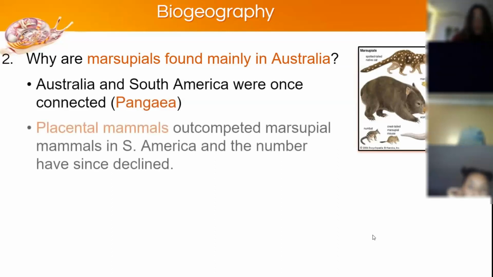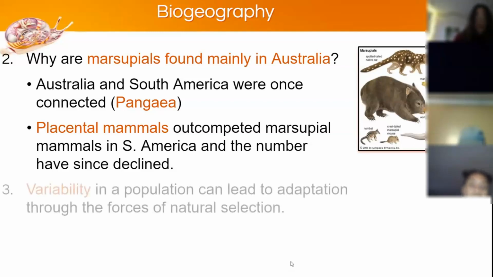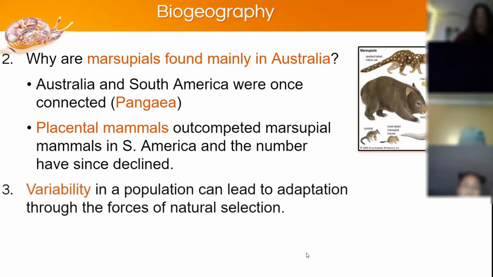So again, Australia and South America were once connected. Placental mammals outcompeted the marsupials in South America. So the marsupials died off in that area, but were well suited for Australia. And so they would have survived in Australia. So the numbers declined over time in South America.